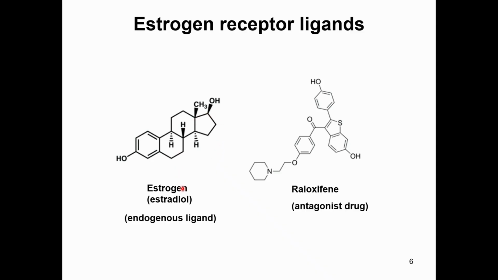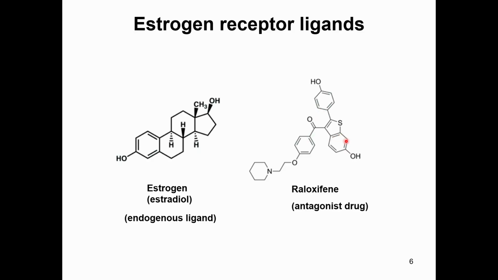Well, here is an antagonist drug for the estrogen receptor, raloxifene. And you can see that it doesn't look exactly like estrogen, right? But it has some features in common with estrogen. For instance, it has this kind of purine-like group here, but it doesn't have four interconnected rings, but it has a lot of aromatic ring structure to it.